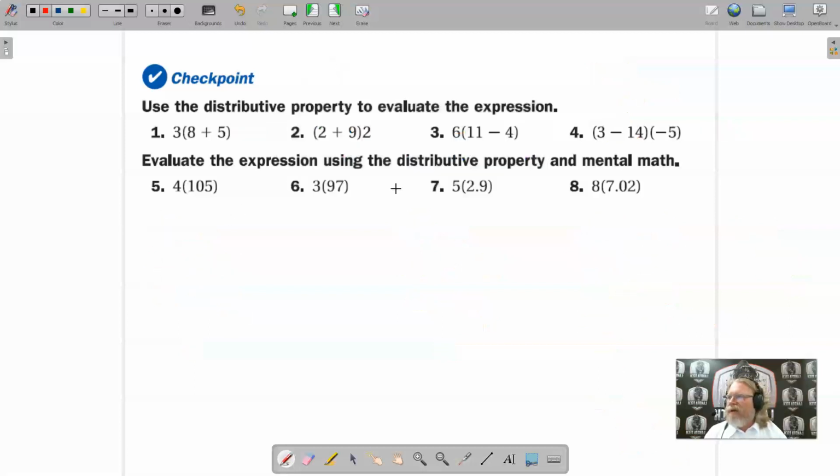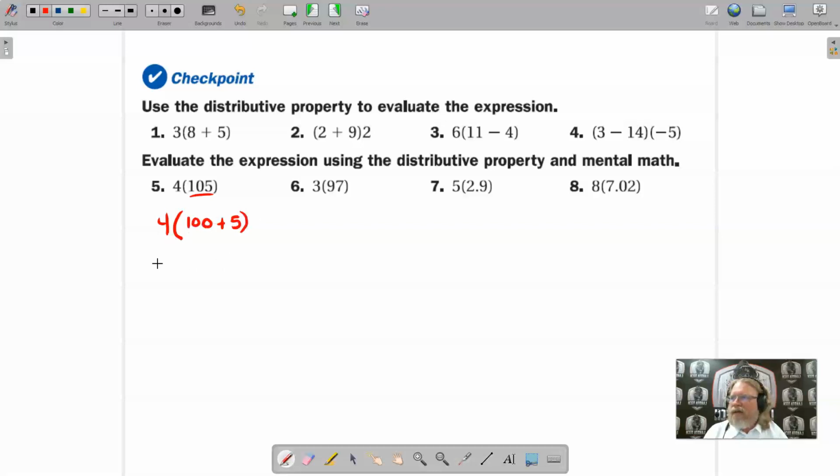Now let's do some of the using distributive property and mental math. Now, I could do it mentally, but if I do it mentally, you can't see my thought process. So I'll go ahead and write this out. Let's go ahead and represent this 105 as 4 times the quantity. I'm going to rewrite 105 as, let's see, I think 100 plus 5 would work really well.